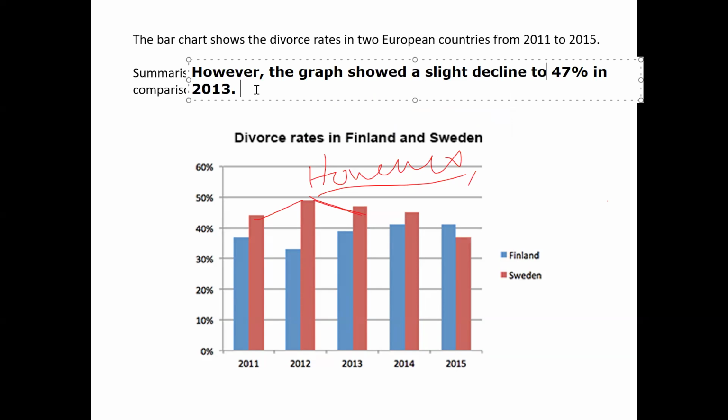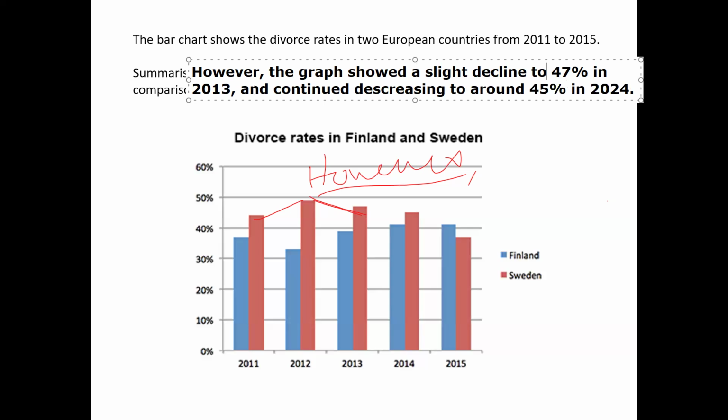Clear? अब इसके बाद देखें 14 में भी इसने decline ही कर दिया. And can I say, and continued decreasing, and continued declining to how much? To around 45% in 2014. Clear?